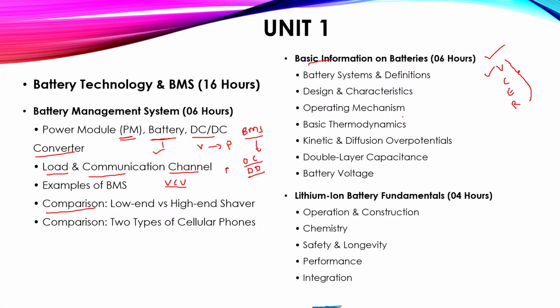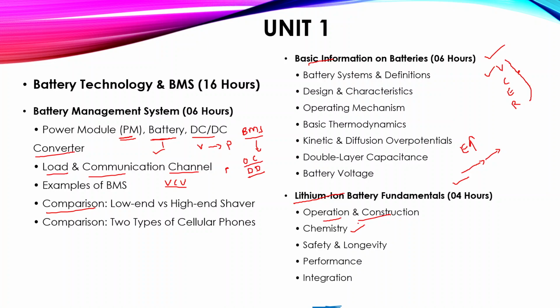Okay, and coming to the third part, here you can see lithium ion batteries. Now lithium ion batteries are widely used in electric vehicles due to the high energy density and long cycle life. Now this lithium ion cell consists of a cathode, anode, electrolyte, separator, and current collectors.